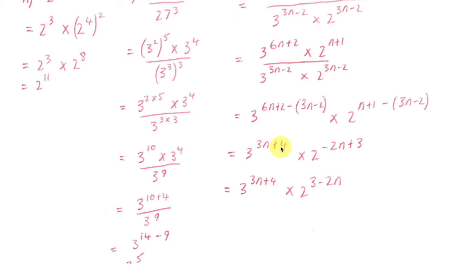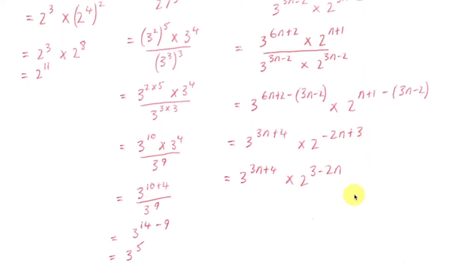And that's where the mistakes are usually made. And I have 2 to the power of negative 2n plus 3. And just rewriting it so that it starts off with a positive power, and just flipping over that 3 and that negative 2n about.